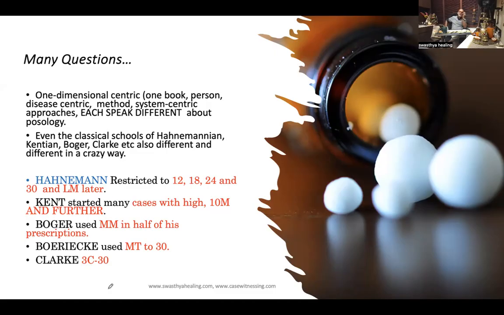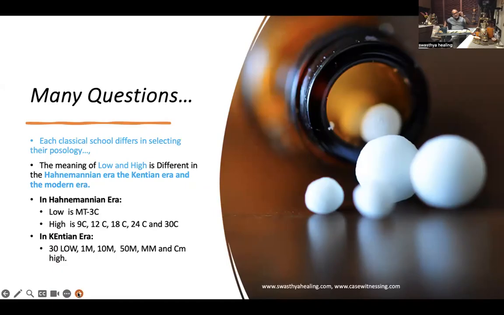Hahnemannians restricted themselves to 12, 18, 24, 30 and later LM. Kentians started with 10M. Boger, Boenninghausen, Boger especially, started directly from mother tincture to 30. For each one of them, the concept of high and low was different. For Hahnemannians, low means mother tincture to 3C and high means 9, 12, 18, 24 and 30. For Kentians, low means 30 and high means 200, 1M, 10M and further.